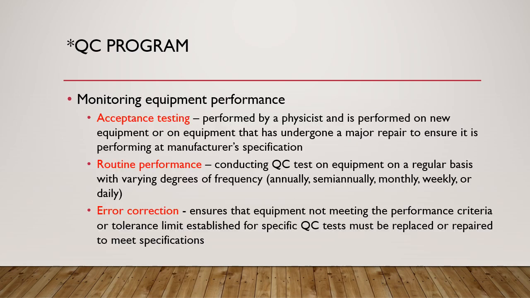So monitoring equipment performance involves acceptance testing, which is performed by a physicist and performed on new equipment or on equipment that's undergone major repair to ensure it's performing at manufacturer specification. Secondly, we have routine performance, which is conducting QC tests on equipment on a regular basis with varying degrees of frequency, whether it be annually, semi-annually, monthly, weekly, or daily.